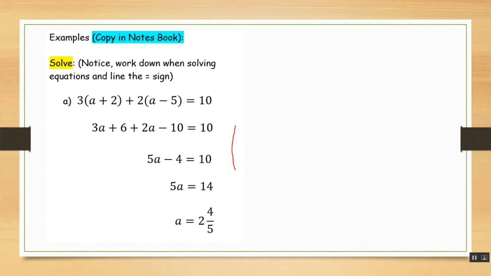So for this step, we have 3a plus 2a is 5a, and 6 minus 10 is minus 4. Then we add 4 to both sides, so 5a equals 14, and divide by 5 for our last step. So how many 5s are in 14? 2 remainder 4 over 5.